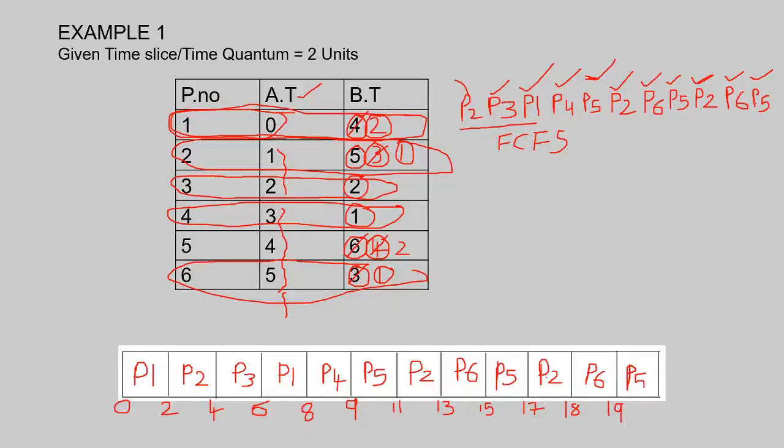P5 still has to execute 2 units, so it will complete its full execution. First of all, it will complete its execution. So 19 plus 2, it is 21. Now P5 is the last process, and further there are no other processes. So even if there are more units left for execution, at the end it has to complete its full execution.